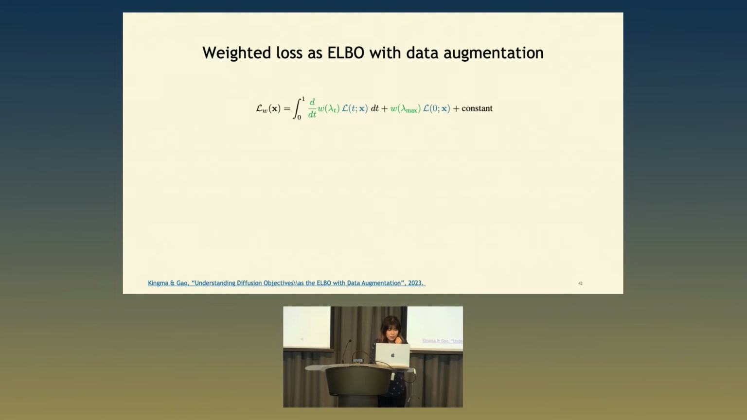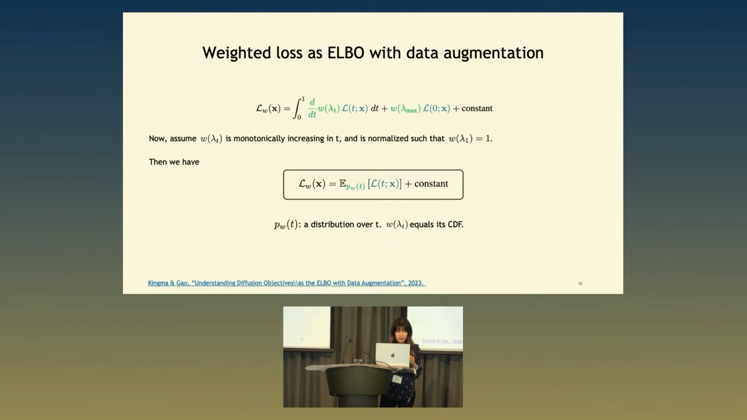And then the second statement we made is that if we have some mild assumption on this weighting function, this weighted loss can be understood as ELBO with data augmentation. To be more specific, this is our weighted loss. If we assume that W lambda is monotonically increasing in T, and also it is normalized such that W lambda 1 equals 1, then this dW dt actually gives us a probability distribution. So this W lambda T is the cumulative density function of this distribution.